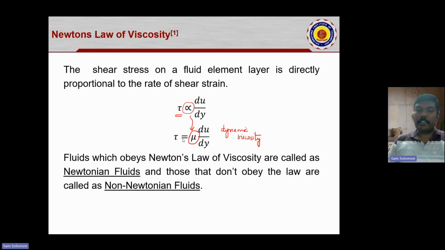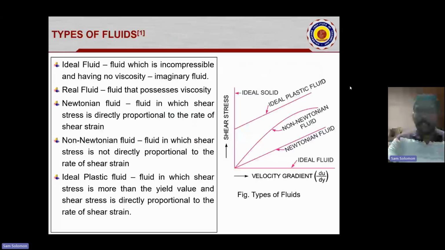So if your shear stress is proportional to the rate of shear strain, then the fluids which obey Newton's law of viscosity are called Newtonian fluids. Okay. So Newton's law of viscosity very simply tells you that the shear stress is directly proportional to the rate of shear strain. And then we will look at the types of fluids over here. Graphically also it is represented.